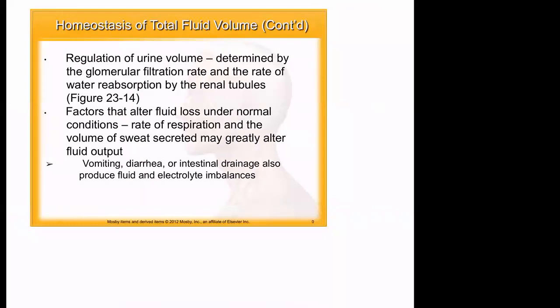Regulation of urine volume is determined by the glomerular filtration rate. You'll hear a lot about GFR, glomerular filtration rate. And that is just as it sounds: how much fluid is going through the glomerulus and how much of that is leaving as urine.